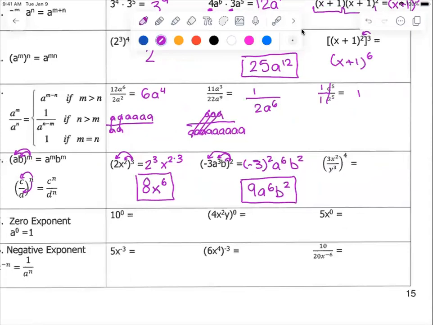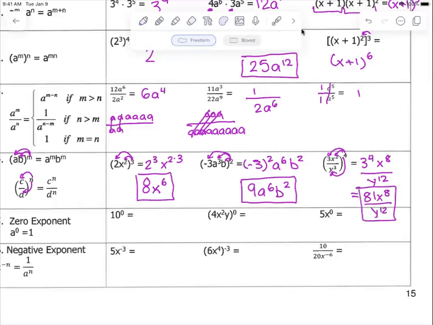All right. Next one. This fourth power is going to go to all parts again, numerator and denominator. So you have 3 to the 4th, x to the 8th, over y to the 12th. 3 to the 4th is 81. X to the 8th over y to the 12th. Final answer.